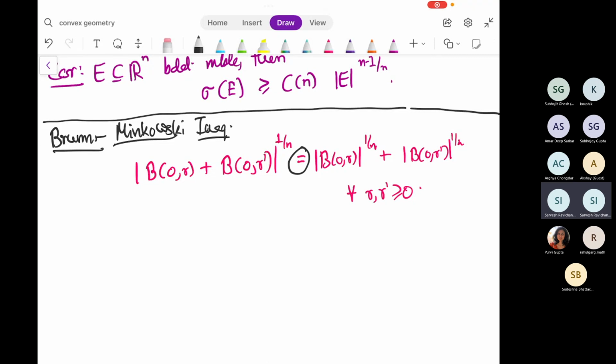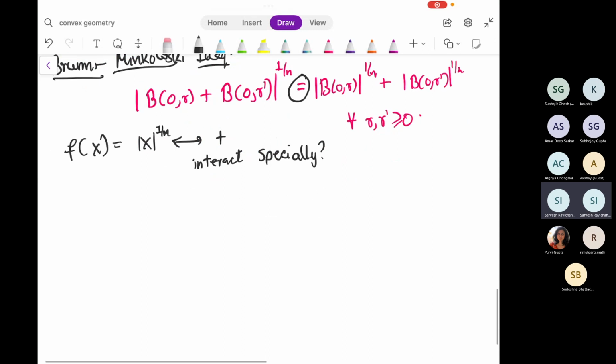Now the question is, can we expect the Minkowski sum to interact with the function f(x) = |x|^(1/n), or rather the volume of x to the power 1/n? We expect this and the Minkowski sum to interact in a special way. And if we do, then how? The answer to that is given by the so-called generalized Brunn-Minkowski theorem. So let me now state the theorem of Brunn-Minkowski.